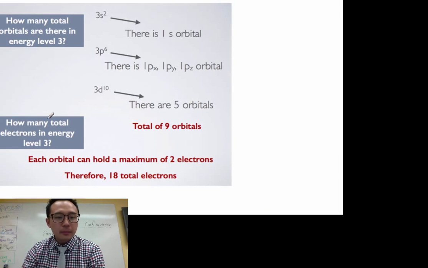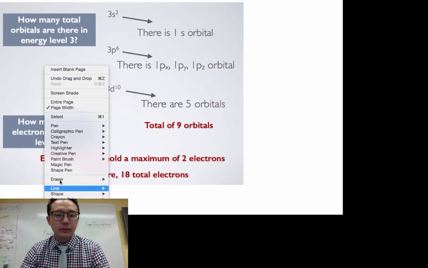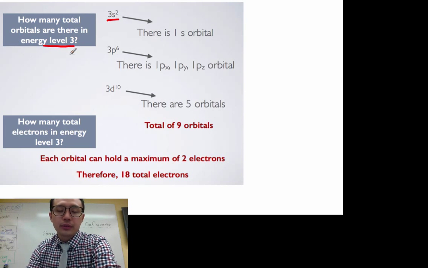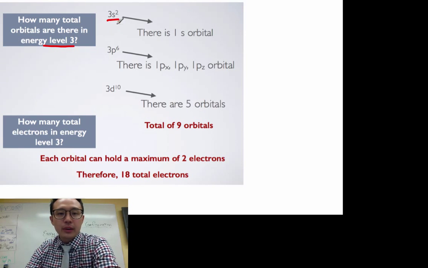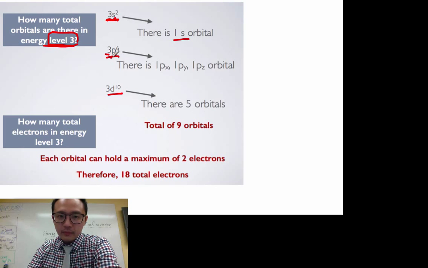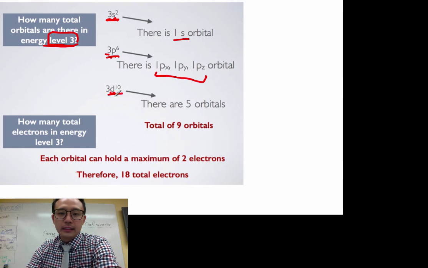So here's a question for you. How many total orbitals are there in energy level 3? In energy level 3, you have 3s2, 3p6, and 3d10. Since this question is just asking about level 3, you don't care about level 1 or 2. So in S, there's one s orbital. In P, there are 3 orbitals. And in D, there are 5 orbitals. So that's a total of 9 orbitals, right? 1 plus 3 plus 5, that's 9.